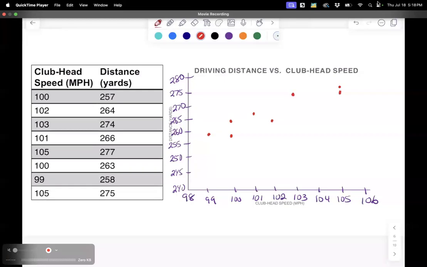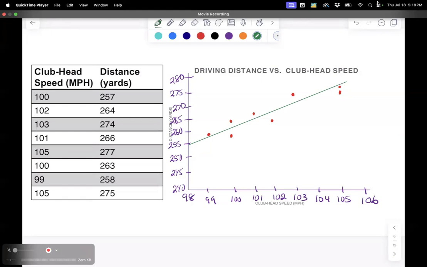So as you can see, as the club head speed is faster, my ball is going further. If I was to draw a line through the middle of them, it would look something like this. That would be a line that kind of fits the data the best.